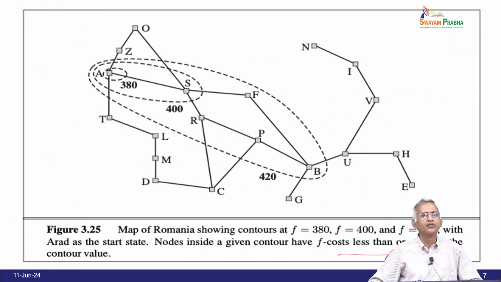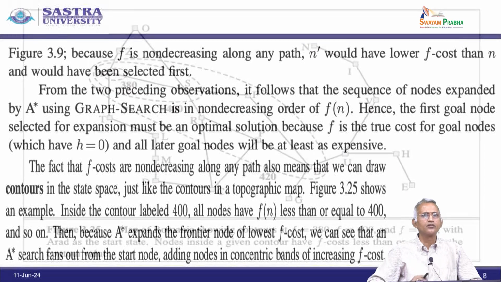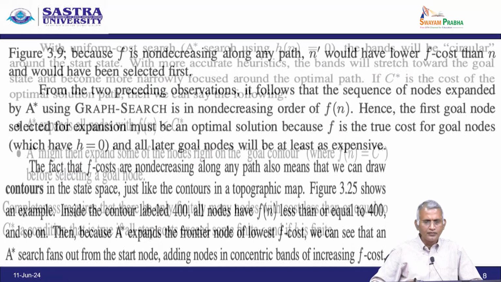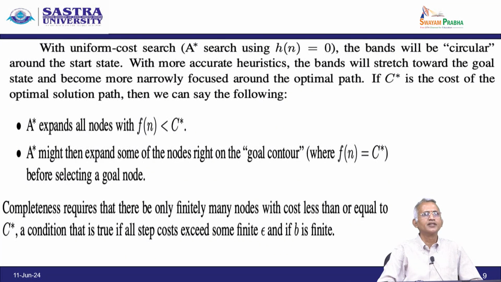So, the innermost is 400 and the outer is 420, with Arad as the starting state, and f cost less than or equal to the contour value. With uniform cost search, that is A star search with h(n) equal to 0 as the heuristic, the bands will be circular around the start state. With a more accurate heuristic, the bands will stretch toward the goal state and become more narrowly focused around the optimal path.